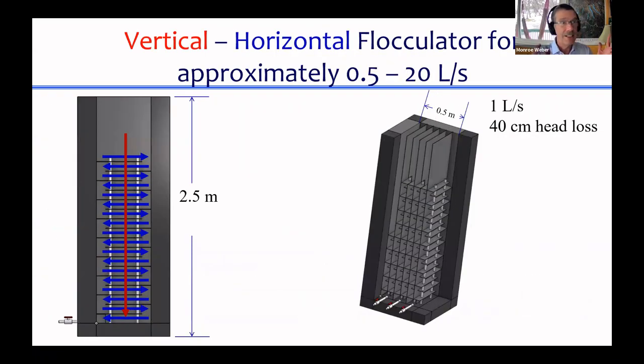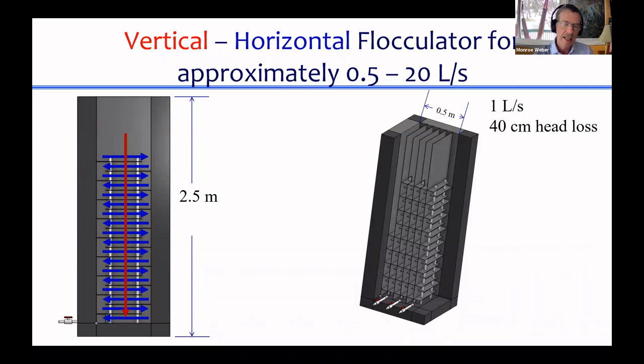Now I want to talk about the fact that the design of these flocculators really changes dramatically depending on what the flow is that you're trying to treat. And this is an evolution that has taken us many years to figure out. So this first one is a tiny flocculator that would treat between half a liter per second and maybe up to 20 liters per second. We're not actually sure where that top boundary is.